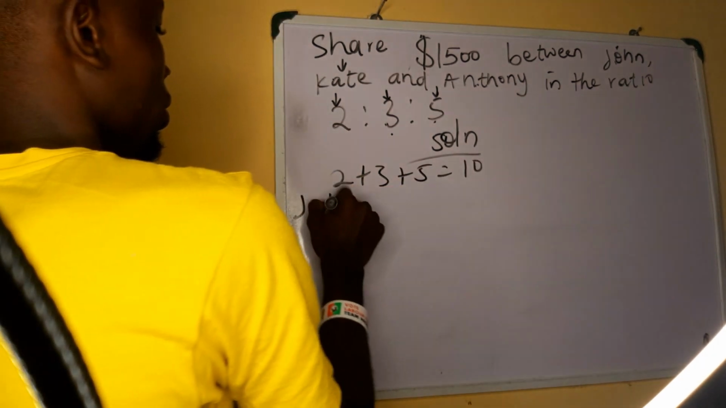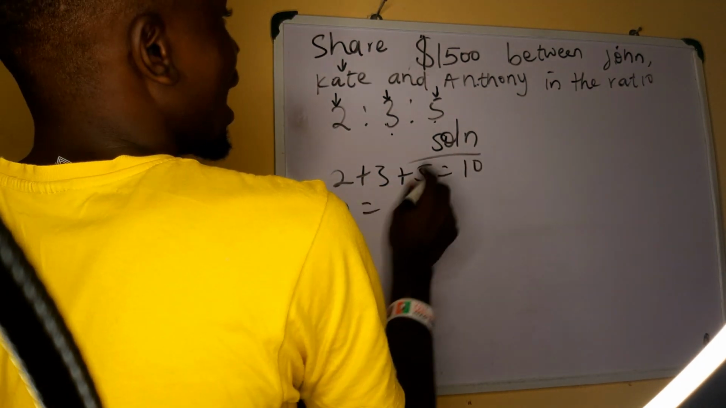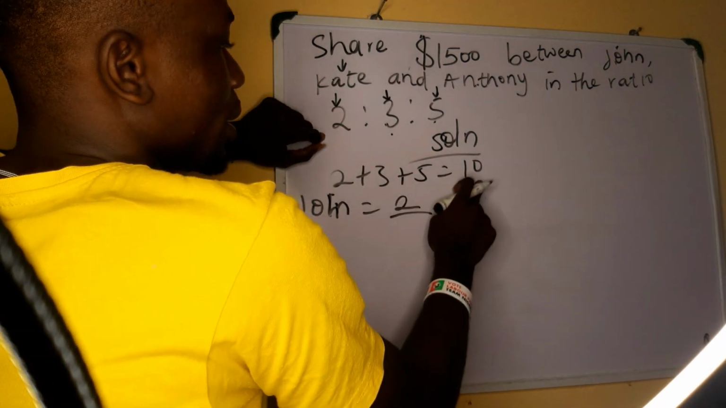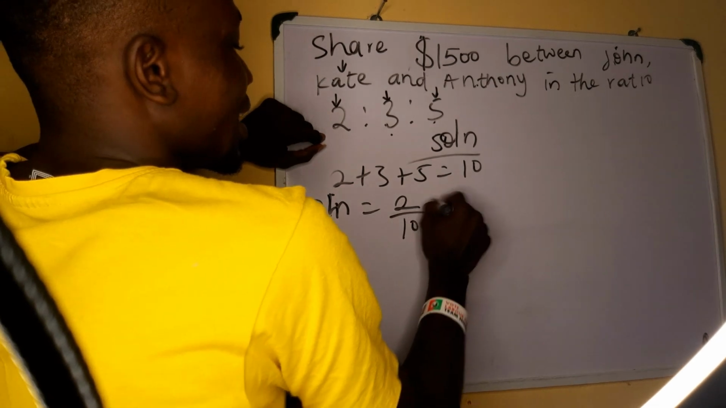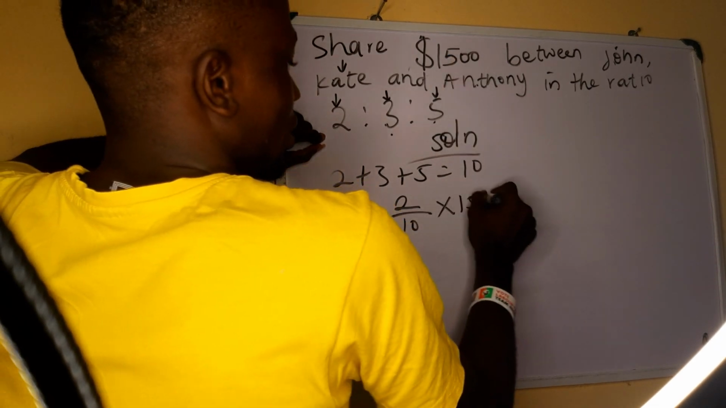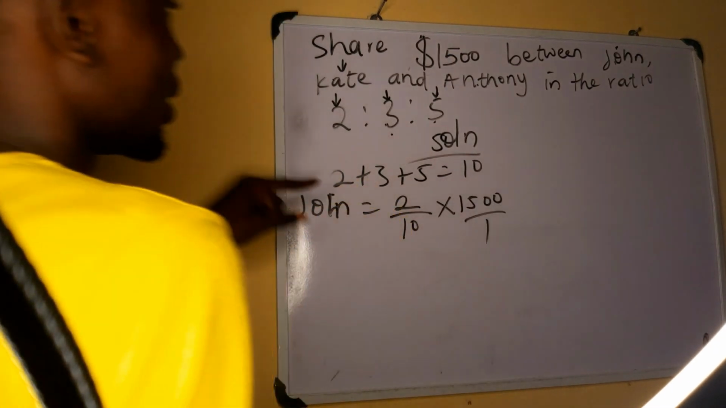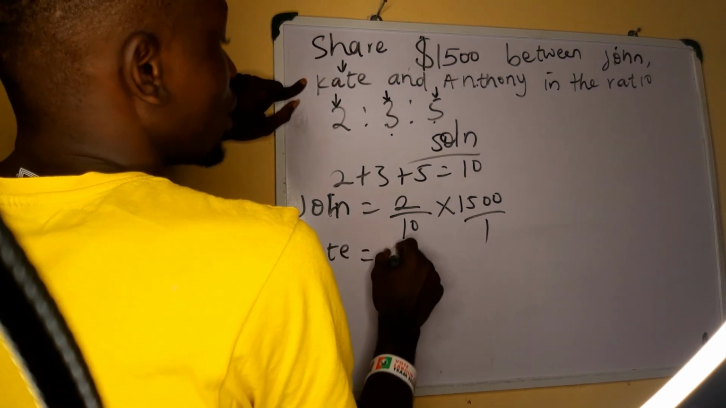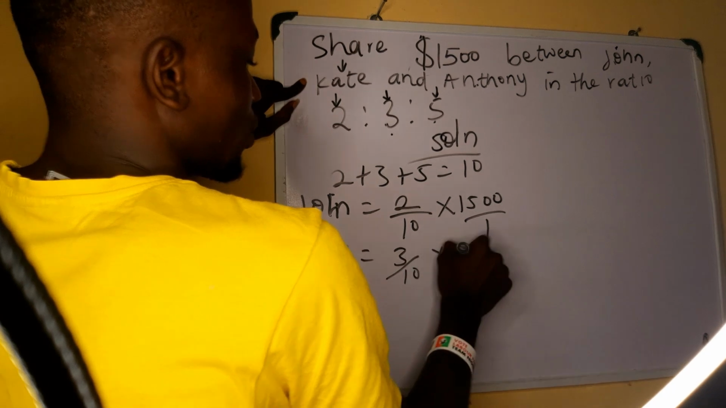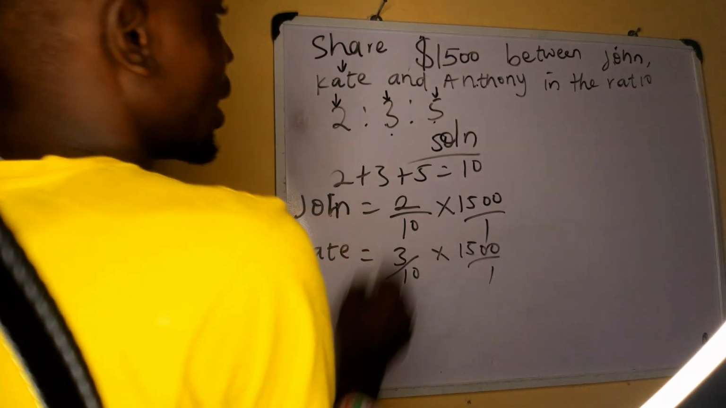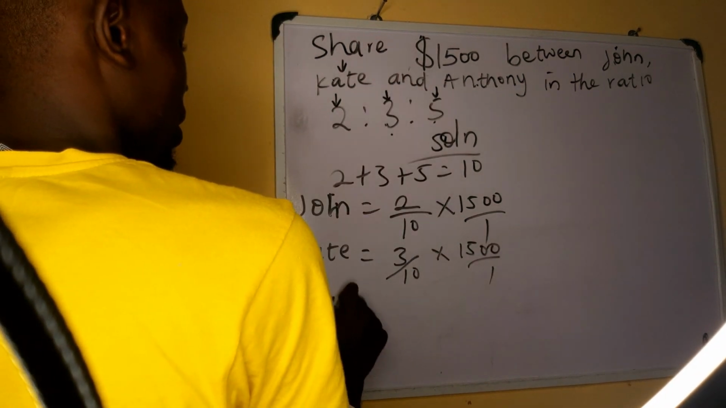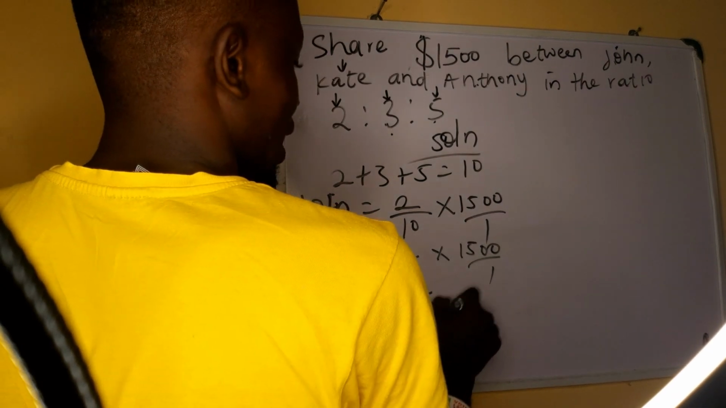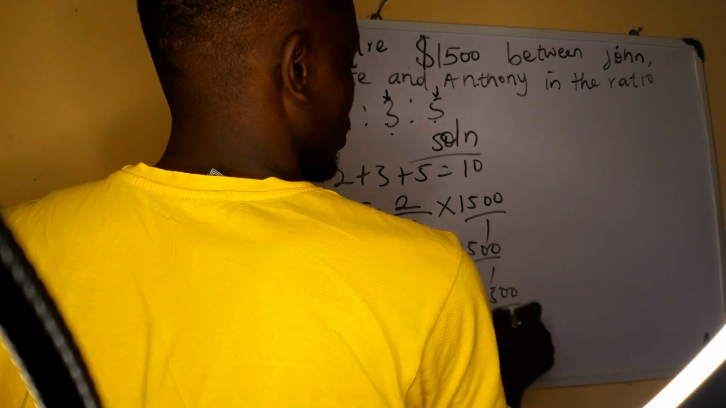Now for John, which has 2, it's going to be 2 over the total ratio, times the amount they are sharing, 1,500 over 1. Then for Kate, we're going to have 3 over 10 times 1,500 over 1. And also for Anthony, you're going to have 5 over 10 times 1,500 over 1.